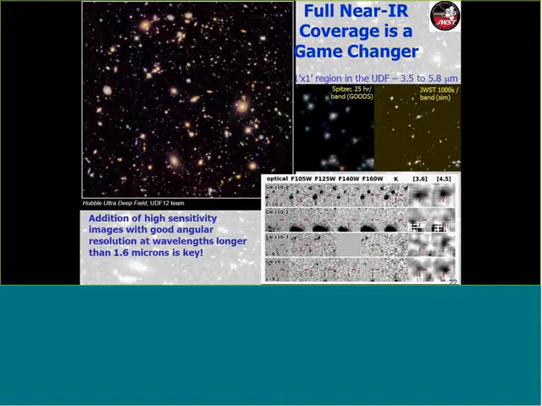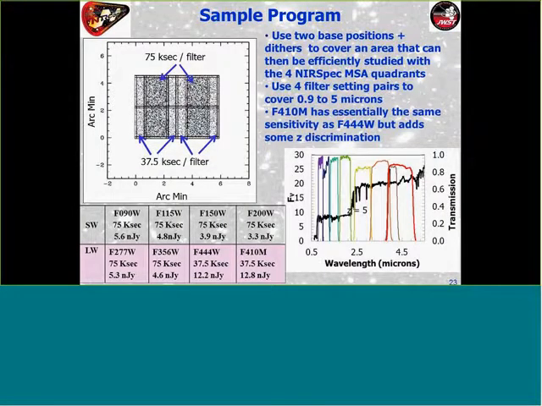And I think people need to be folding into their thinking what it means to have all of these wavelengths and how that will help with photometric redshifts and all of that kind of stuff.